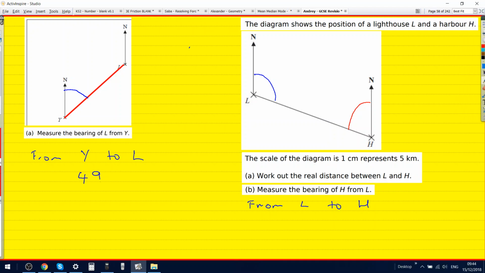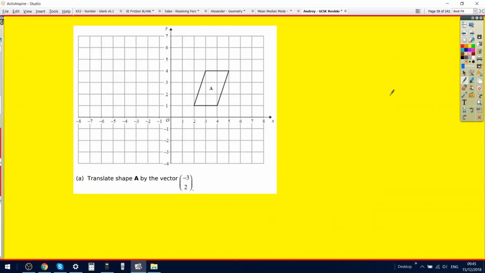Full marks. And measure the bearing from. Is that it? So bearings strangely have 3 significant figures, so you have to write down 049. Oh right, yeah. Okay, there we go. Okay, how do we do this?